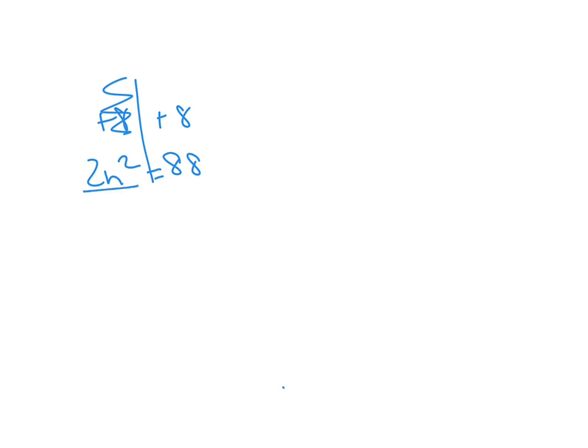Okay, now we're going to get rid of this 2 in front, so we'll divide both sides by 2. So we'll have n squared. 88 divided by 2 is 44. Now the n squared's by itself, so we're going to take the square root of each side. Square root of n squared is n.